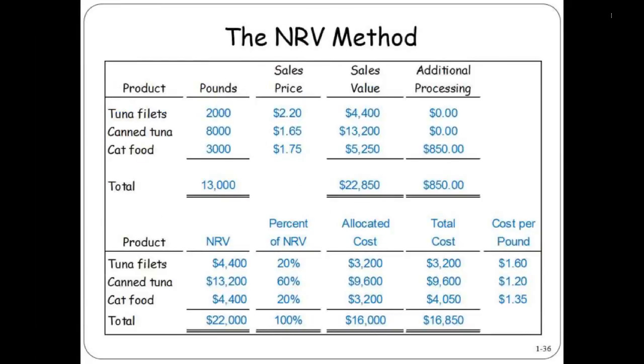Now you don't have 10,000 pounds of output, you have 13,000 pounds of output. When you add in the cat food, the sales price when you extend by the number of pounds gives you the sales value. And for the cat food, we know that to get to this sales value, you had to invest $850.